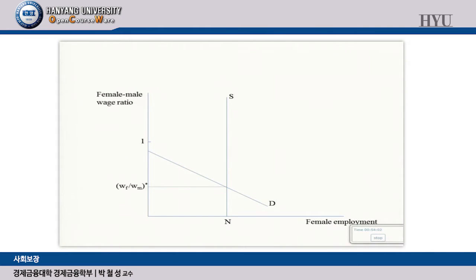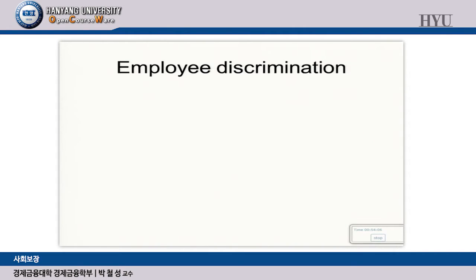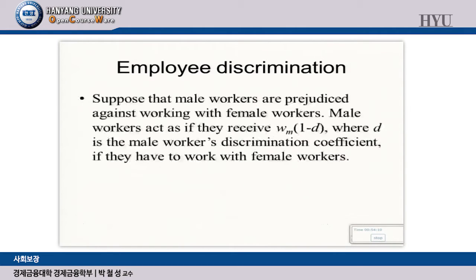Well, we talked about employer discrimination, but it's possible that employees discriminate as well. In this case, for example, male workers do not like working with female co-workers. Using the discrimination coefficient, male workers feel like they are getting WM times 1 minus D if they work with females. If they work only among men, then they feel like they are getting WM. But if they work with women, they feel like WM times 1 minus D. So they feel like their wages are actually lower.